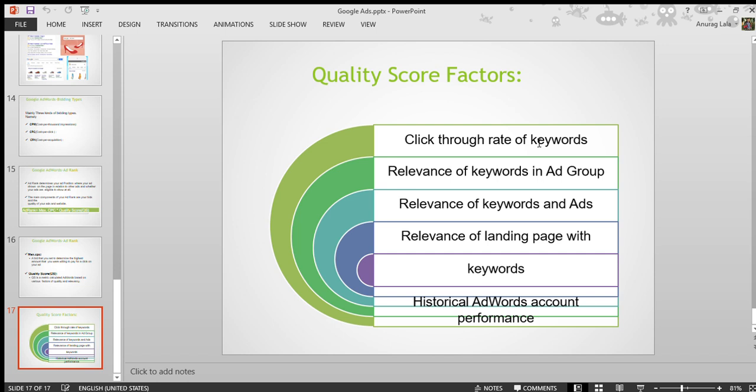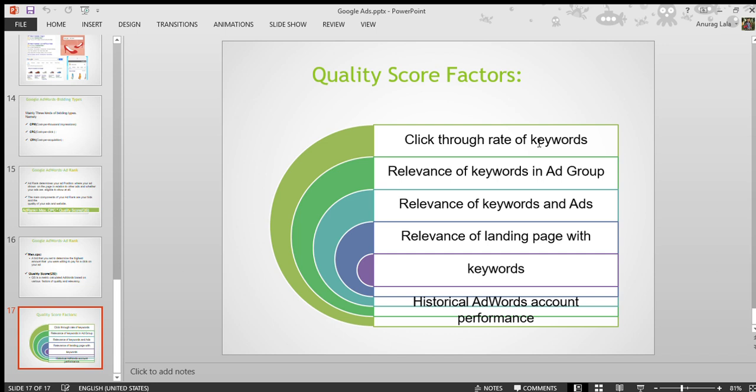And historical AdWords account performance. Historical AdWords account performance means suppose you have previously run 2-3 ads, your historical performance will also be taken into deep consideration, such as what types of ads they were, how many impressions and how many clicks your previous ads had. So all these quality factors will be taken into deep consideration while displaying your ads to the potential targeted audience.